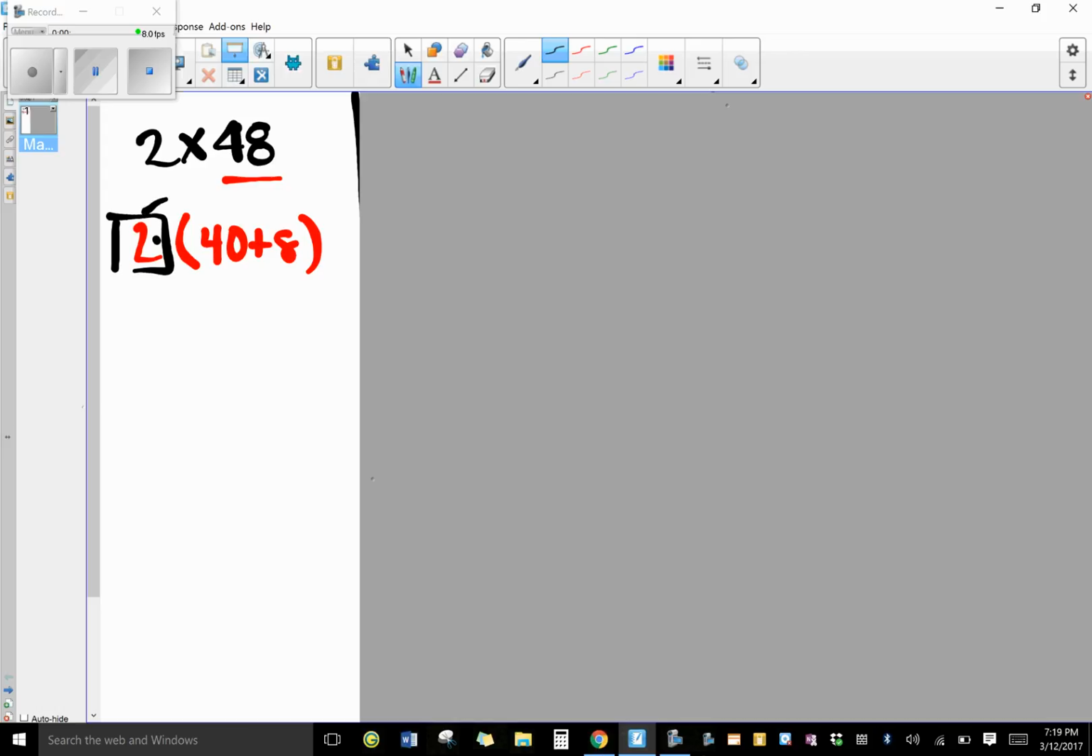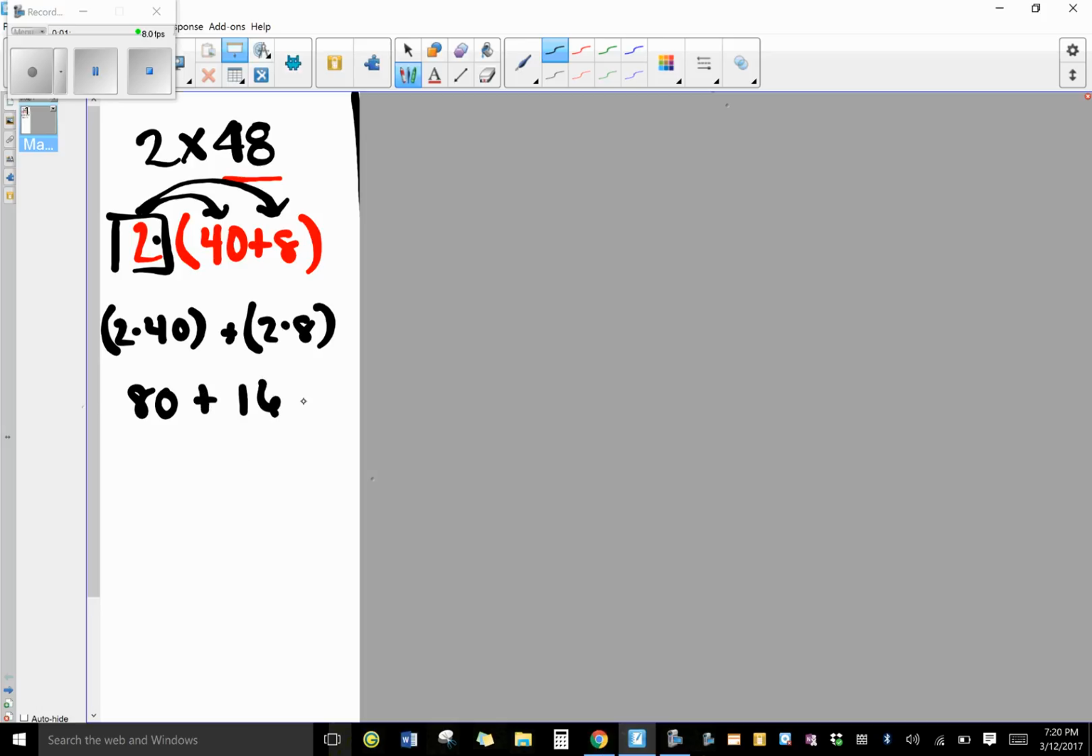So let's do that. Okay, I'm going to draw a box around the outside, what I'm distributing, and then draw my arrows to show what I am distributing inside the parentheses. So we have 2 times 40, okay, and then we have the plus sign that gets carried down and the 2 times 8, all right. 2 times 4 is 8, and then just bring down your 0, so that's 80 plus 2 times 8, which is 16. If I add them together, if you're not sure and you want to do some scratch work off to the side, you can, okay? And you should get 96 as your final answer.